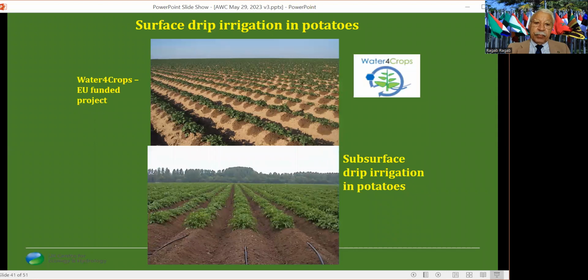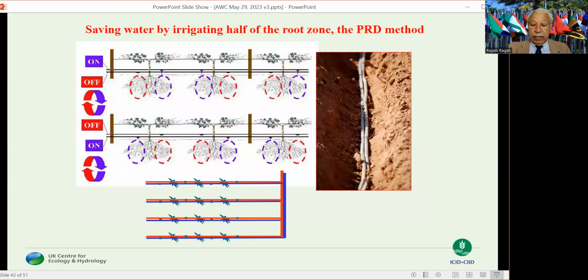Also, with drip irrigation, putting the drip lines under the surface by applying subsurface drip irrigation would save a lot of water by avoiding the losses by evaporation from the soil surface. In addition, we can do more saving by applying the partial root drying method, where we have twin tubes here, subsurface, about 10 to 12 centimeters below the surface, and we have the plant in the middle. We only apply irrigation to one side, like the blue one, and the following irrigation we apply to the other side of the plant.